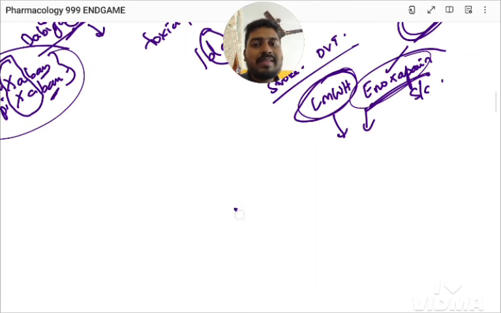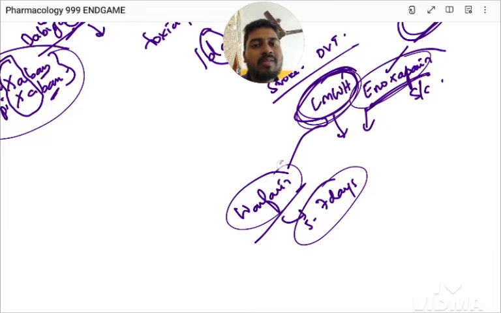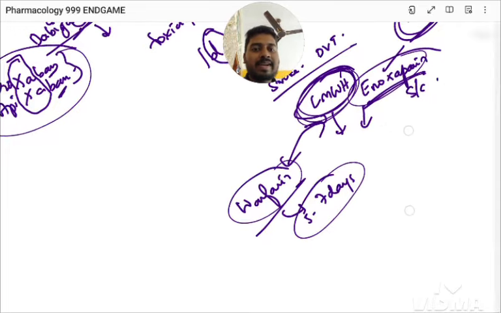What will happen if you give warfarin on day 1? Warfarin we don't give alone, because warfarin takes around 5 to 7 days to act. That is because initially there will be some store of this vitamin K epoxide reductase enzyme which will actually do its function. So that's why we bridge low molecular weight heparin along with warfarin, and then we'll see the effect.